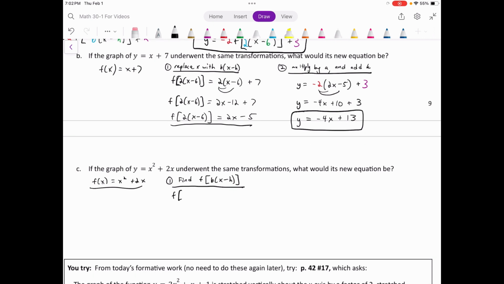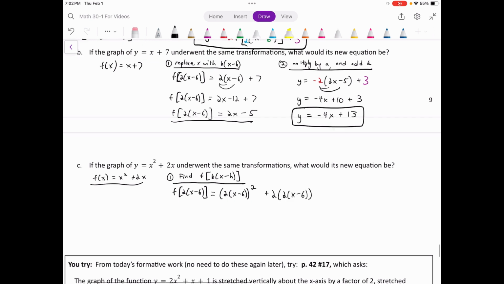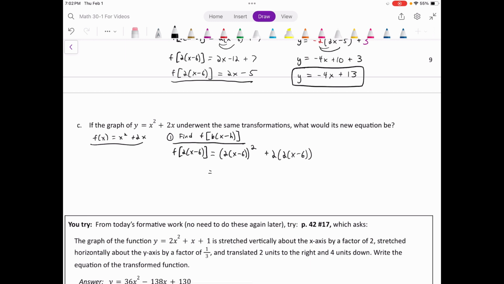So what is f of 2 times x minus 6? If this is our f of x, well, wherever I see an x, I'm going to replace it with 2 times x minus 6. So I see an x squared there, so I'm going to put in a 2x minus 6, and that x was getting squared, so don't forget to square it. Plus 2 times x, but I'm replacing x with 2 times x minus 6. So let's just keep simplifying here. Now, again, I might first just distribute this 2 in before I square that binomial.